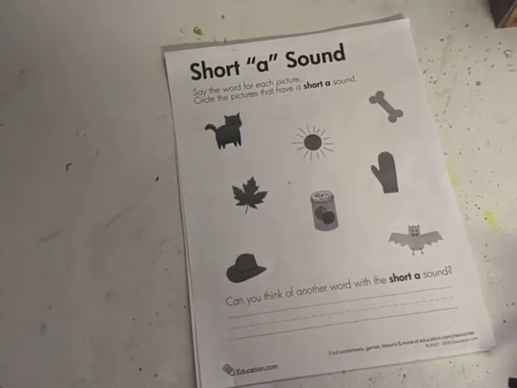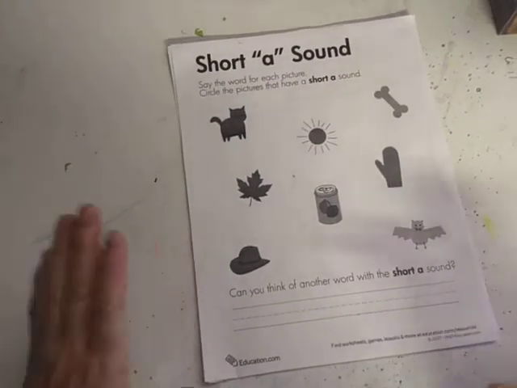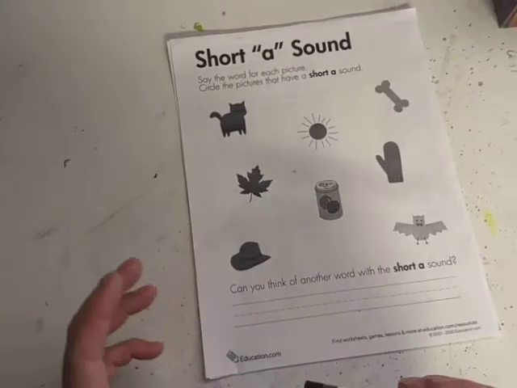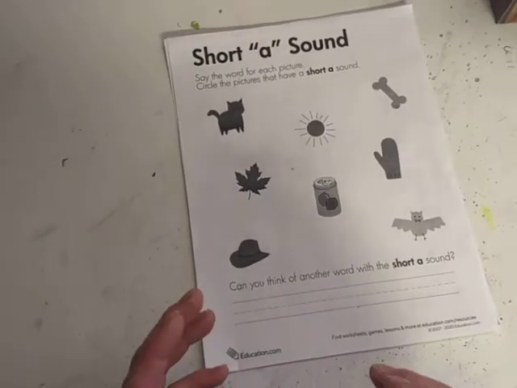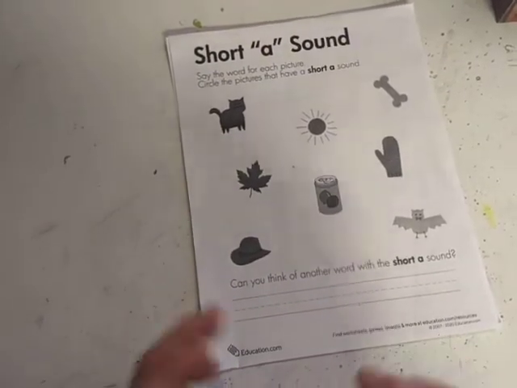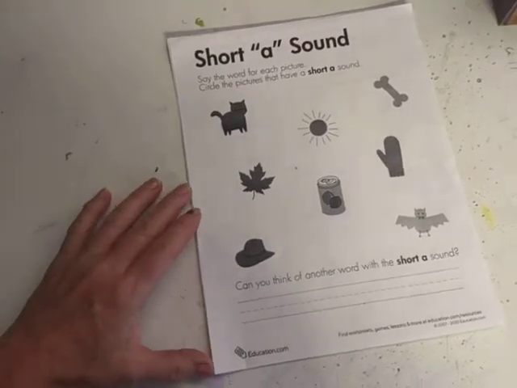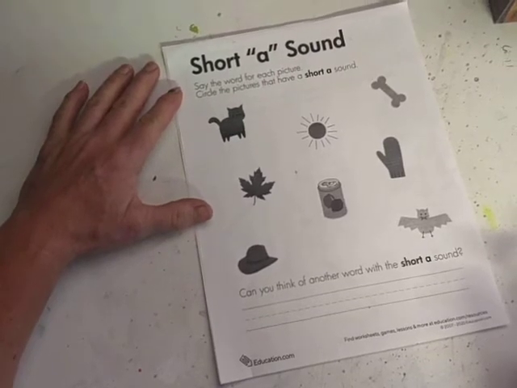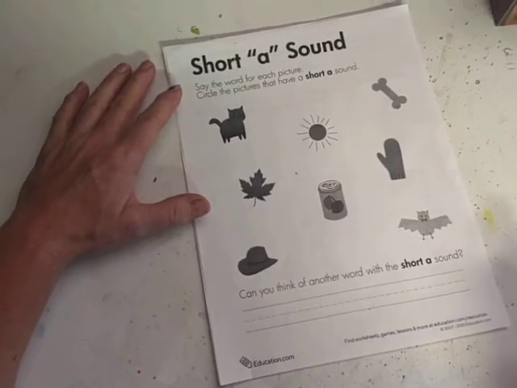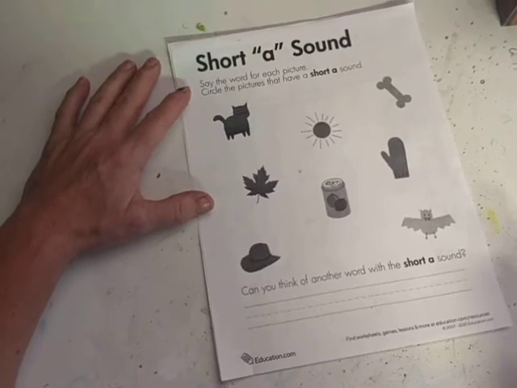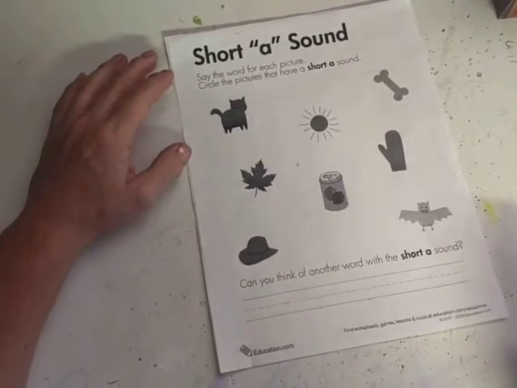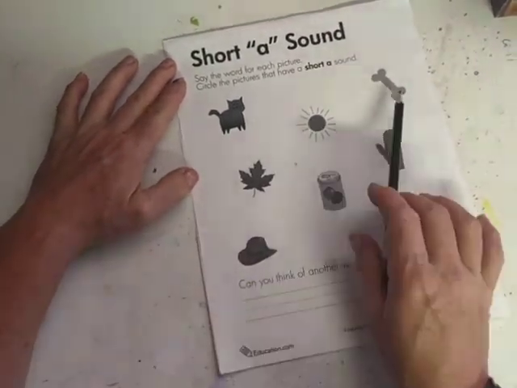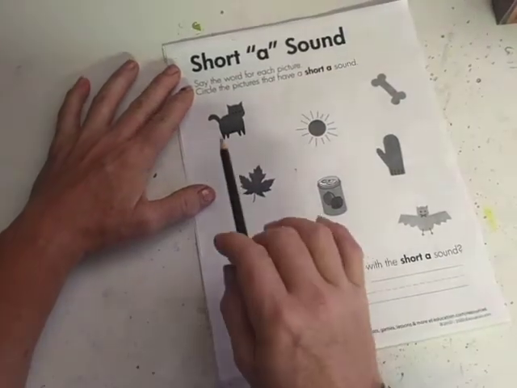So right now we're going to start with an easy one, which is the short A sound. A lot of words, like mad, dad, cat, make that short A sound. So what we're going to do here is circle the picture that has that short A sound, like cat or can. Okay, so I'm going to read these off. You can point at your screen and let me know when I find one that has that short A sound.